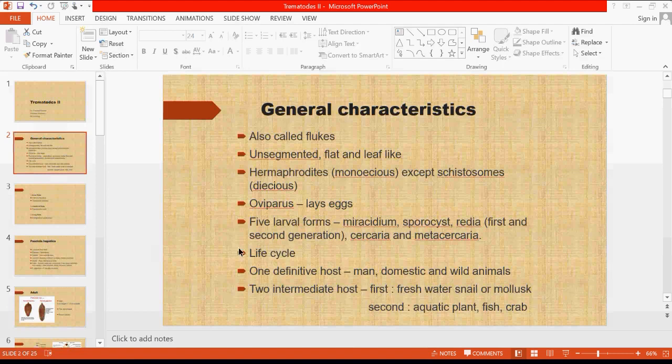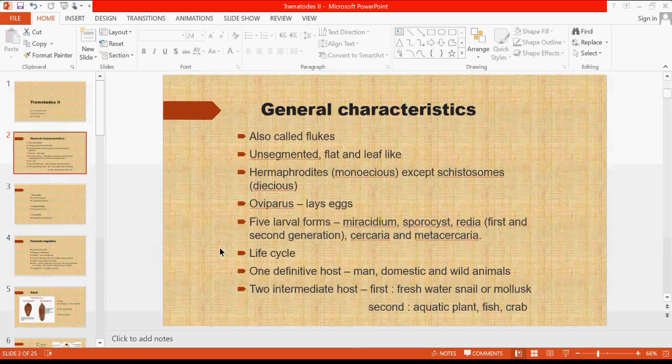Then the life cycle, when we discuss these trematodes today, they have one definitive host, that will be either man, domestic or wild animals, and 2 intermediate hosts. That is to be noted. They have 2 intermediate hosts for their development. The first intermediate host will be a freshwater snail or mollusc. Most of the time, all these trematodes we are going to learn today have the first intermediate host as a freshwater snail.